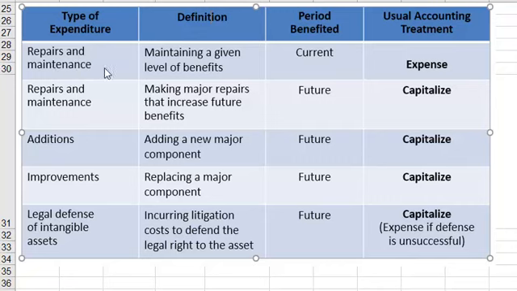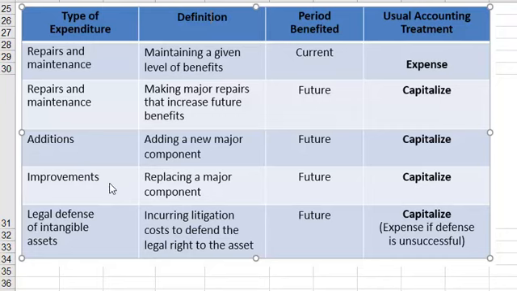Repairs and maintenance. These are things that maintain at a given level. They benefit the current period. An example would be exchanging your windshield wiper blades. Those are going to benefit the current period. That cost would be expensed. Any large repair that increases future benefit, such as a new engine, would be something that we would capitalize or make those costs part of our asset.